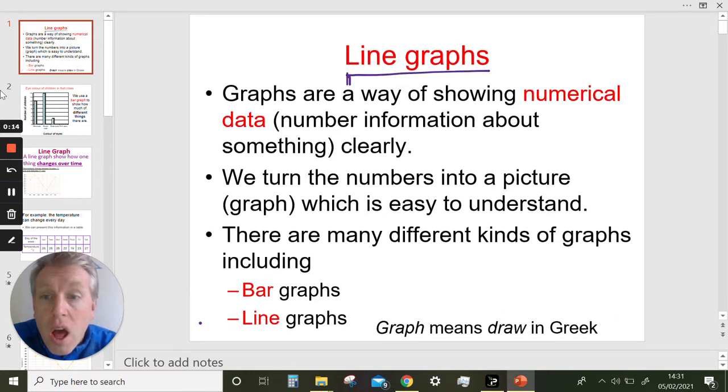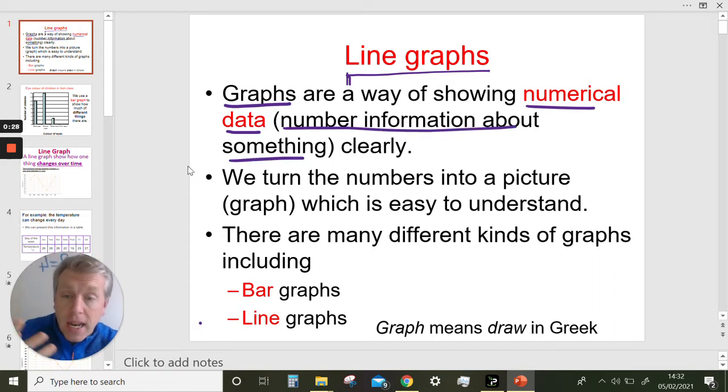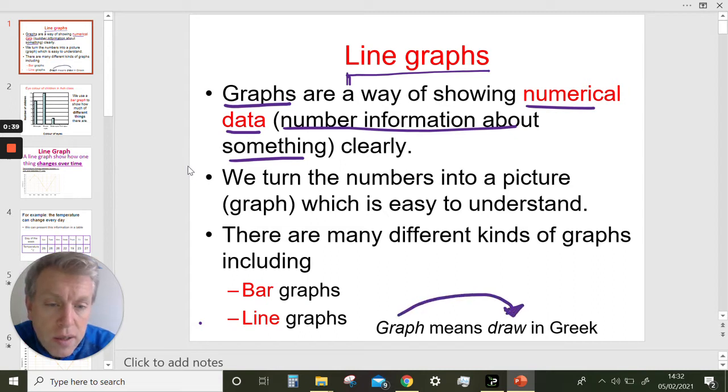Line graphs. Well, line graphs has got the word graphs in, and all graphs are a way of showing numerical data, which means number information about something, clearly showing it in a picture. And we turn the numbers into a picture, a graph, which is easy to understand. And actually, graph means drawing and sometimes writing in Greek. And there are many kinds of graphs. We've seen things called bar graphs, and line graphs is our new thing, what we're learning today.